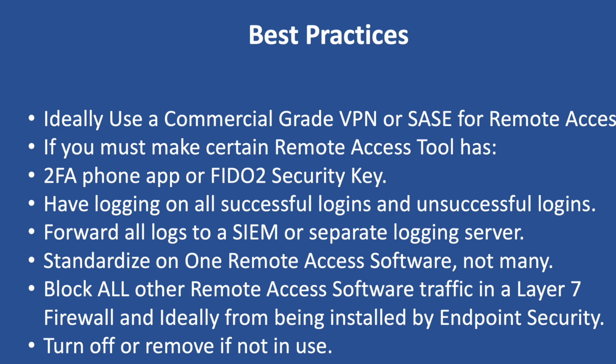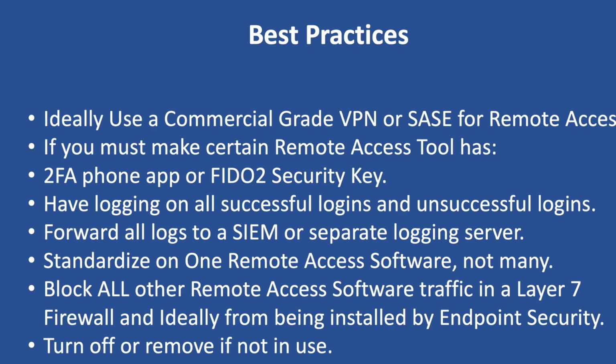So what should companies do? What are some of the best practices when it comes to remote access? Ideally, you should use a commercial-grade VPN or SASE, which is Secure Access Service Edge service, to be able to access applications remotely or computers remotely. If you must use one of these remote access tools, make sure that it has two-factor authentication, either a two-factor phone app or a FIDO2 security key.